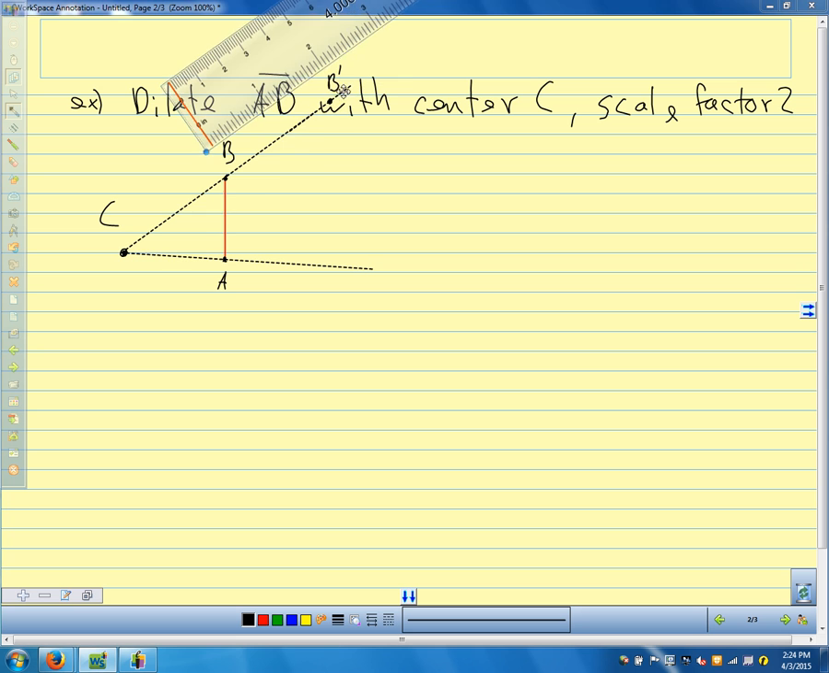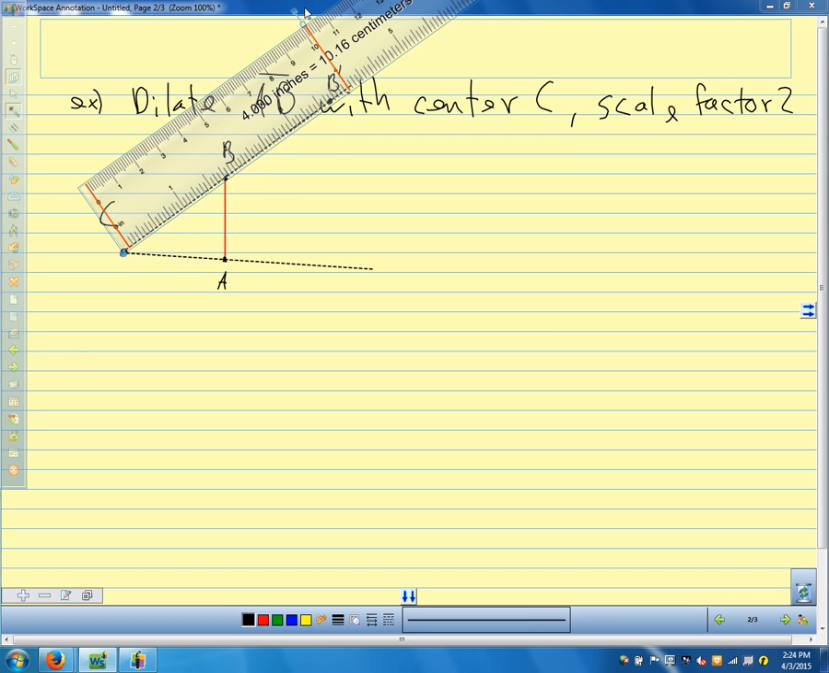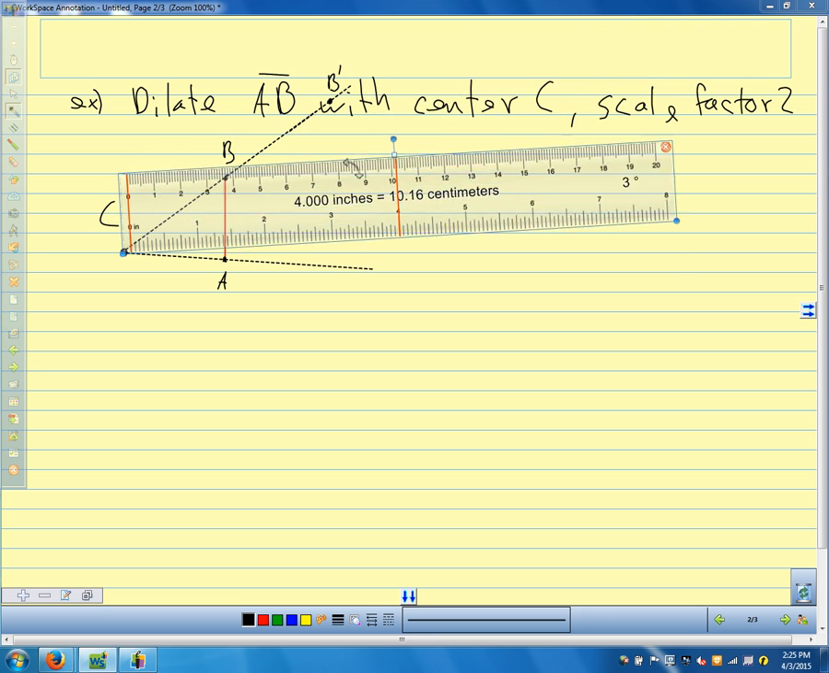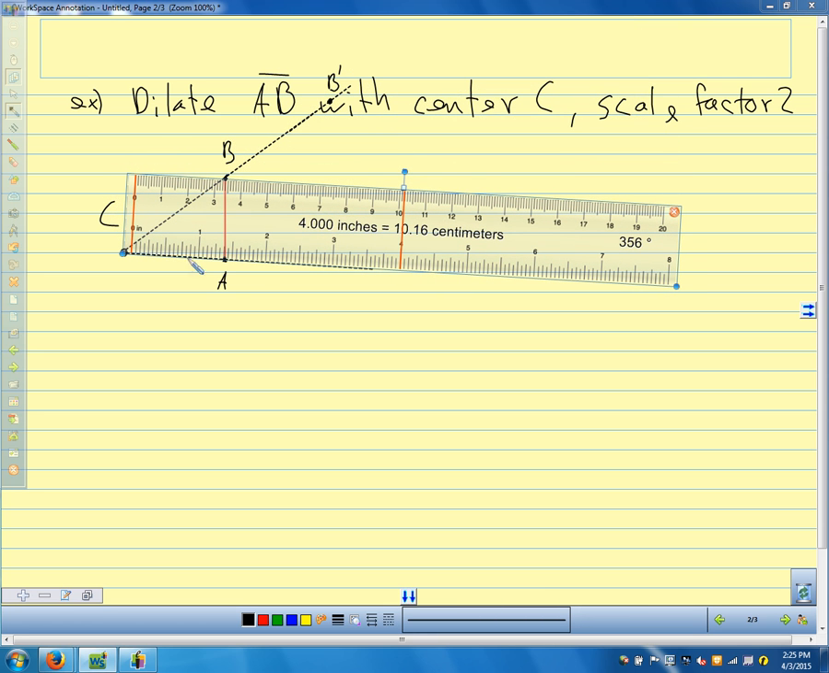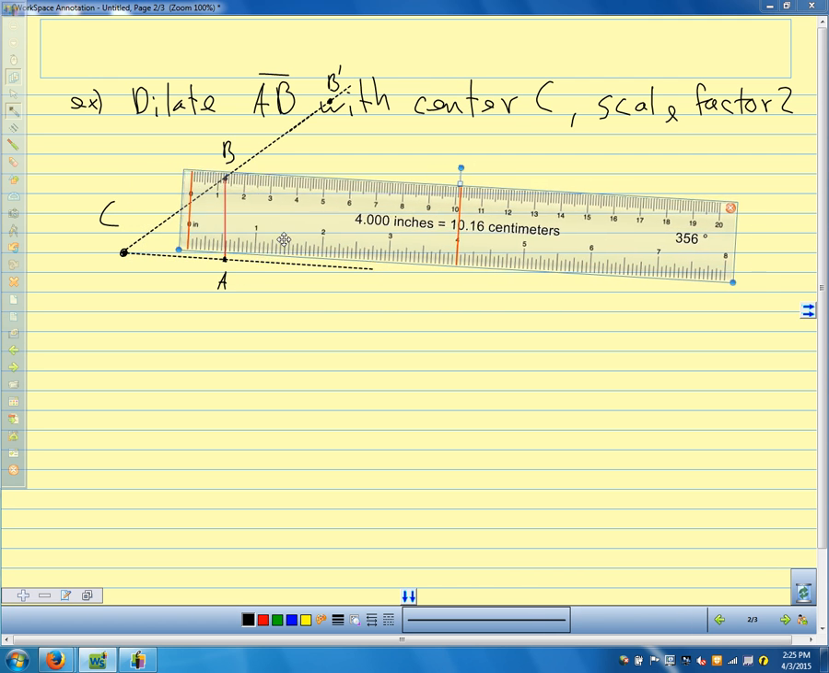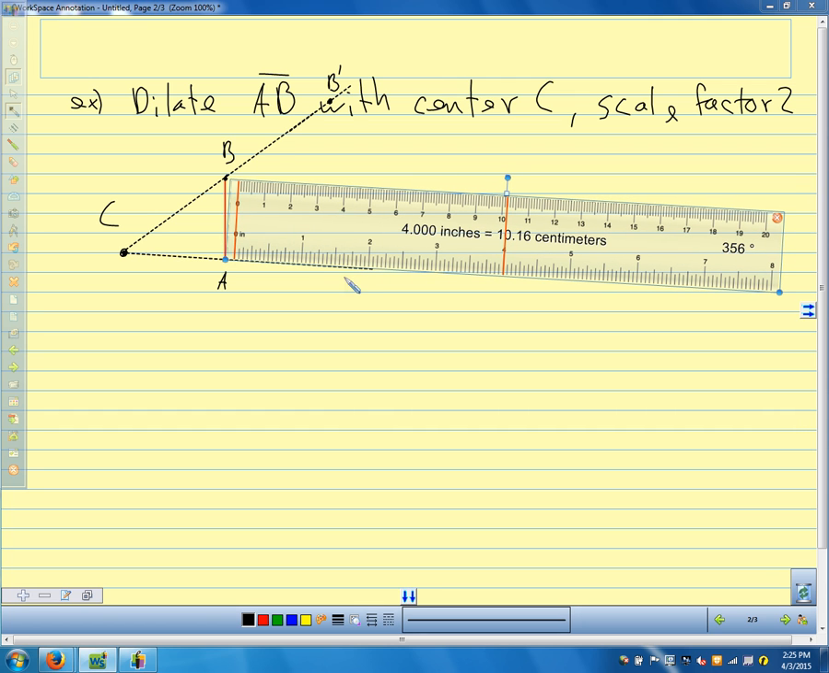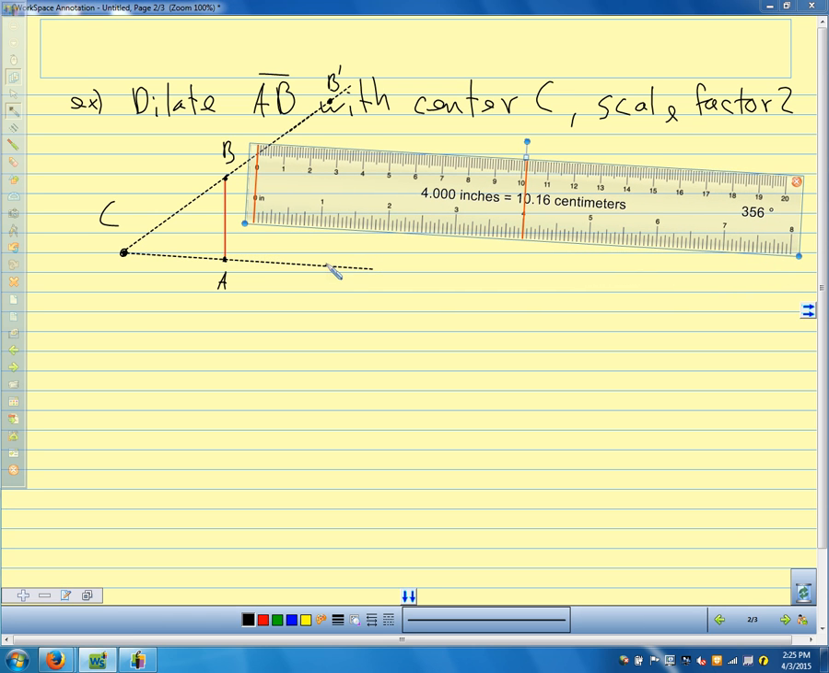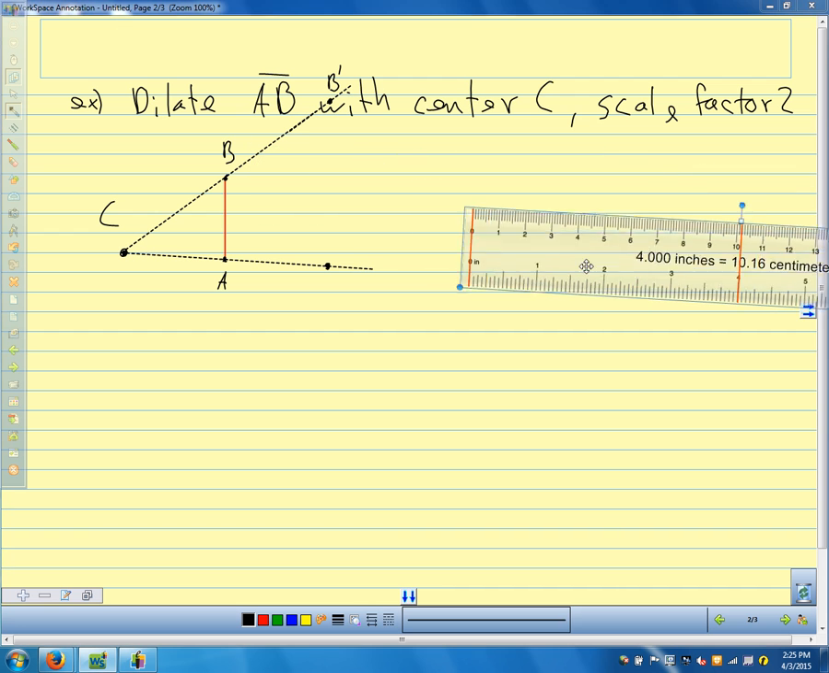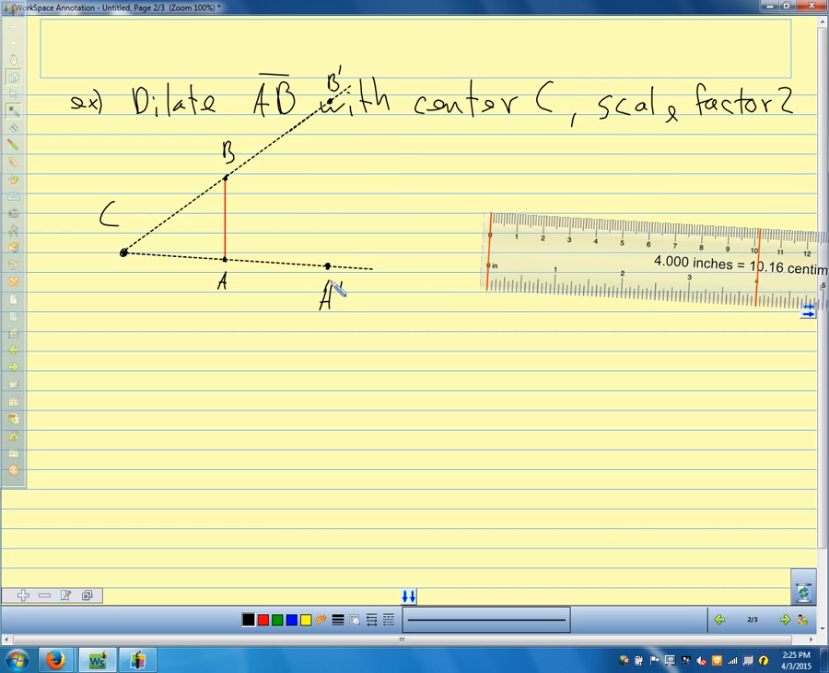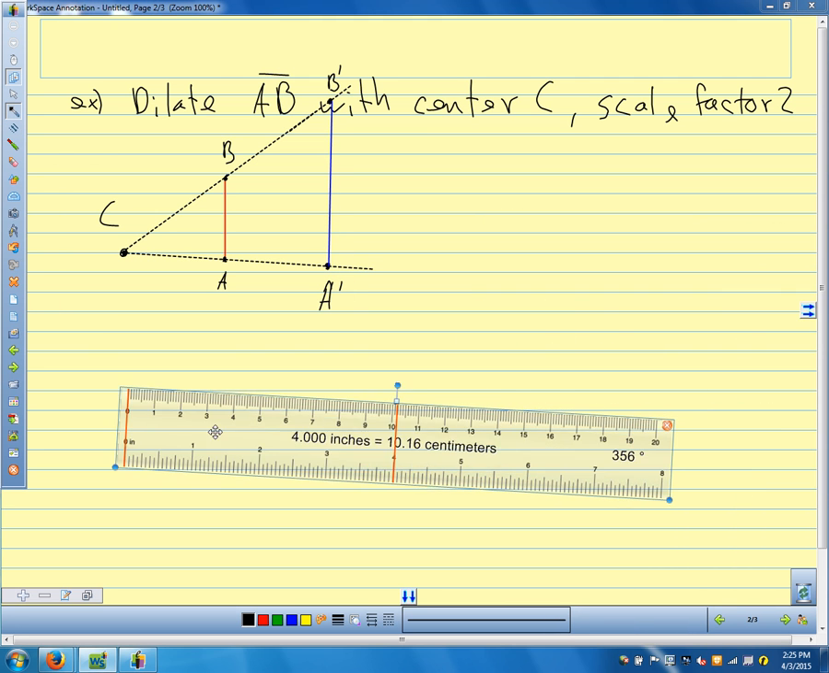And then I do the same thing for A. I'm going to measure that distance. I put my ruler there, and that's just a little more than 1 1/4. I'm going to measure that same distance from A, so about there. There's my point. So there would be A prime. And I connect those. And there's my dilation. And my scale factor would be 2.